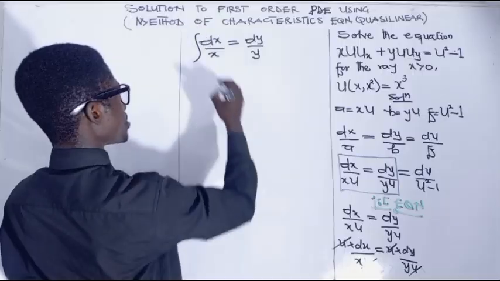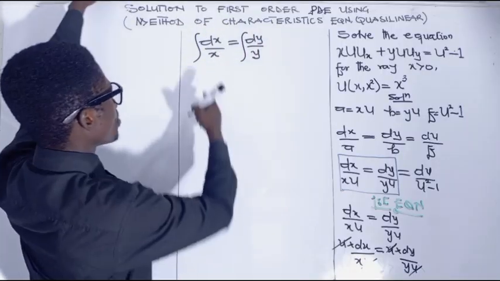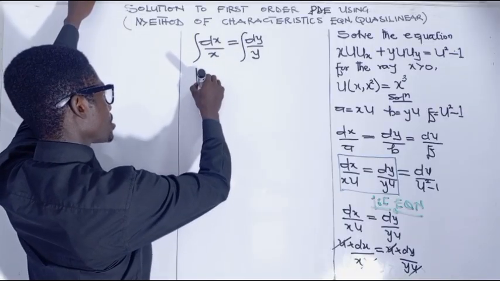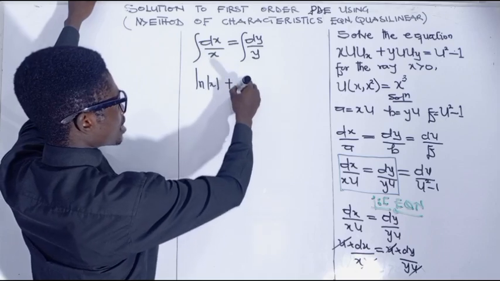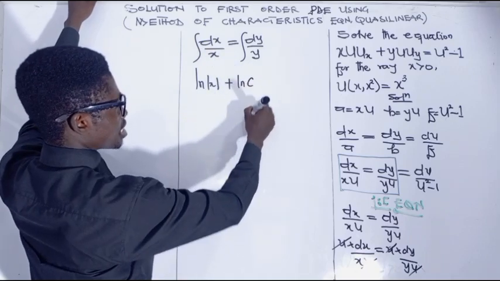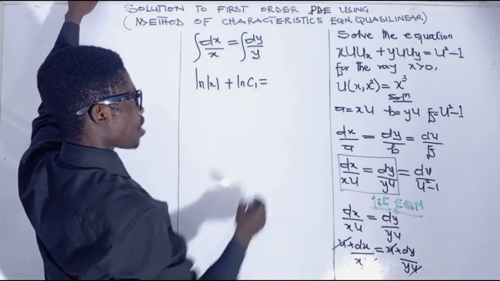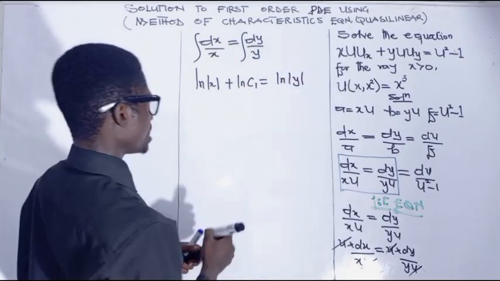So we are going to take the integral of that, and then we take the integral of that. When we integrate dx over x, we are going to get ln of x, then we add our constant of integration, C1. And then when we integrate dy over y, we also get ln of y. Very interesting.